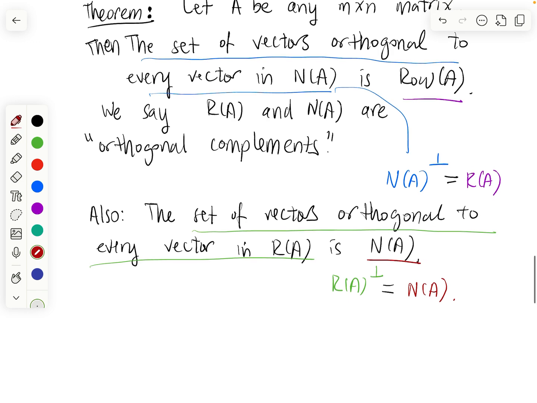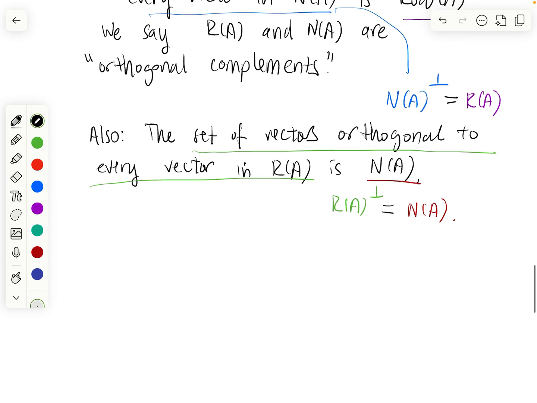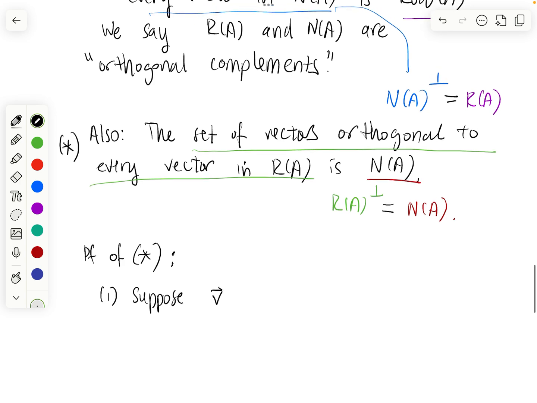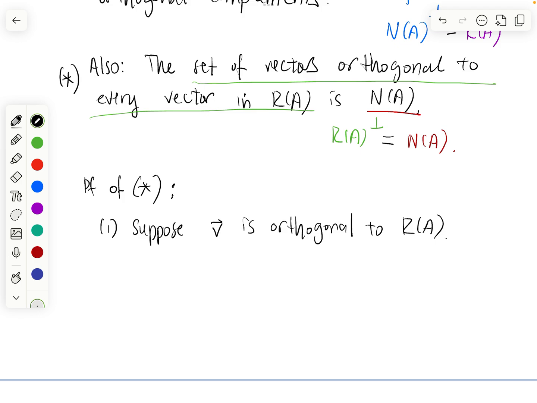This one is actually the one that we'll prove. So let's put a star next to it, and let's prove star. Again, the sentence is saying two things. The first thing is, suppose that V is orthogonal to the row space of A. The statement says that V is in the null space of A.